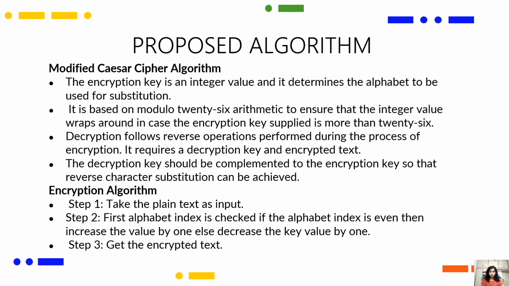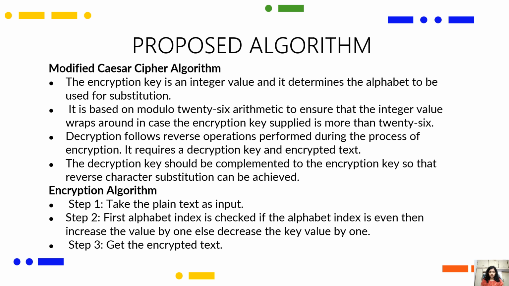Proposed algorithm: the modified Kaiser cipher algorithm. The encryption key is an integer value and it determines the alphabet to be used for substitution. It is based on modulo 26 arithmetic to ensure that the integer value wraps around in case the encryption key supplied is more than 26. Decryption follows the reverse operations performed during the process of encryption. So decryption is the reverse of the encryption. It requires a decryption key and an encrypted text as input. So the encrypted text and the key will be the input for the decryption process.